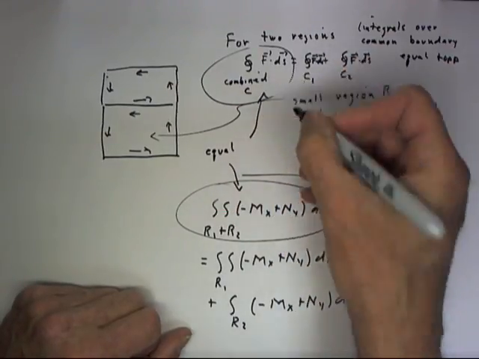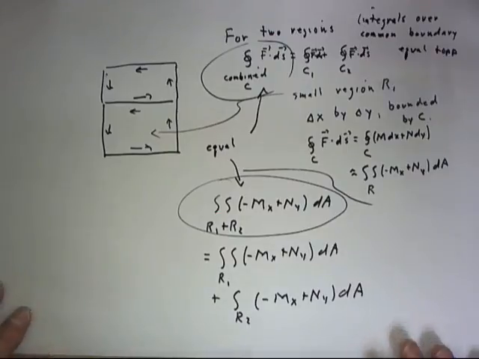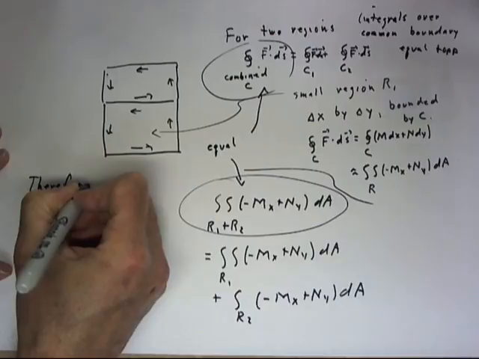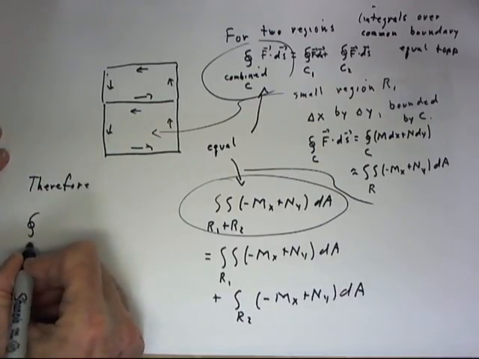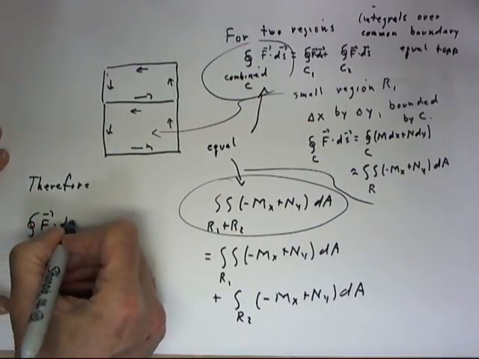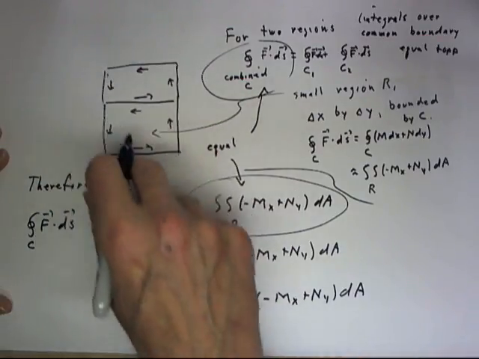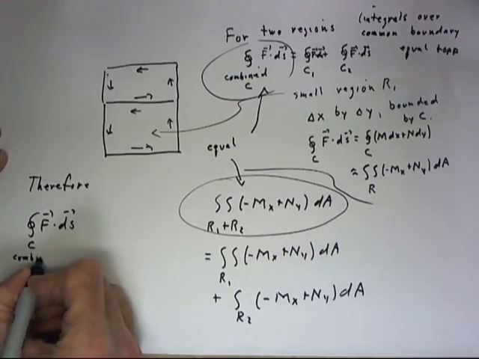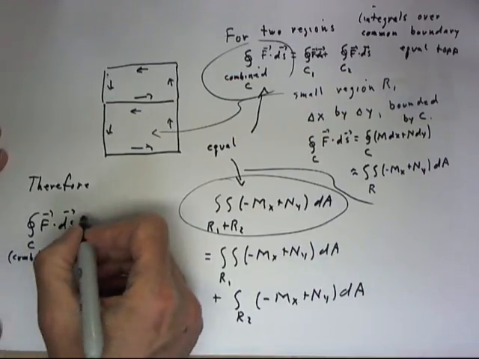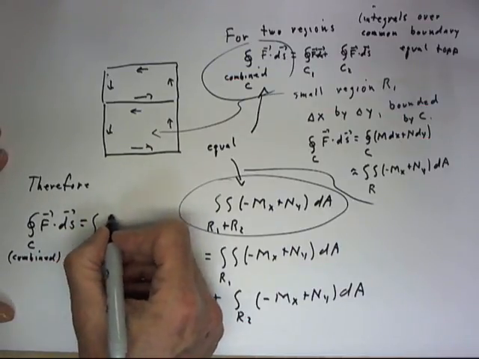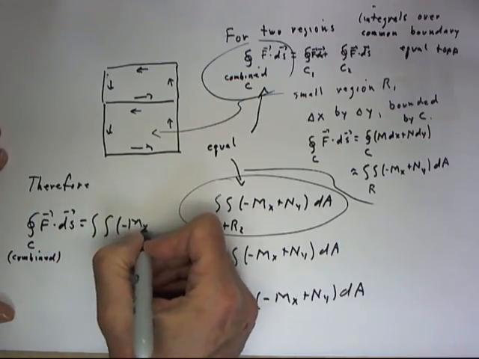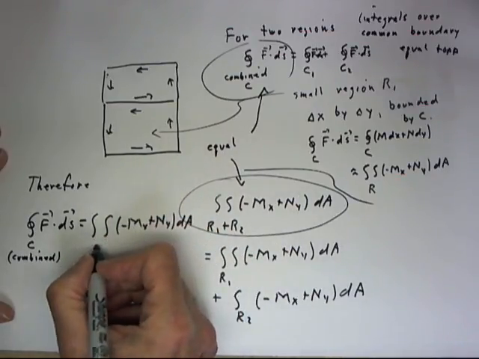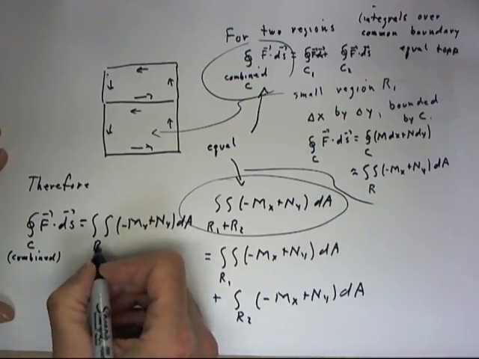This and this have to be equal, which says the integral of f dot ds over the combined C, let's write the word combined in here to be sure we understand that, is equal to the double integral of negative mx plus ny dA over the combined region.